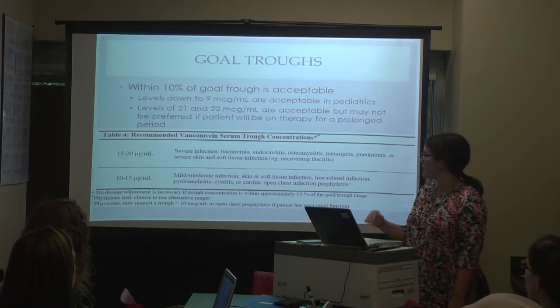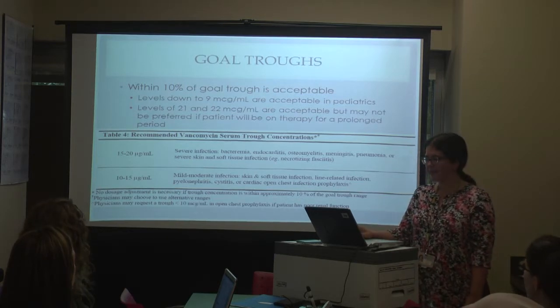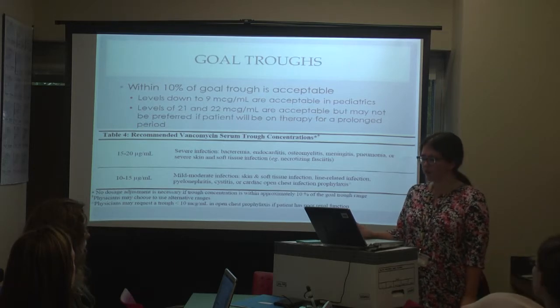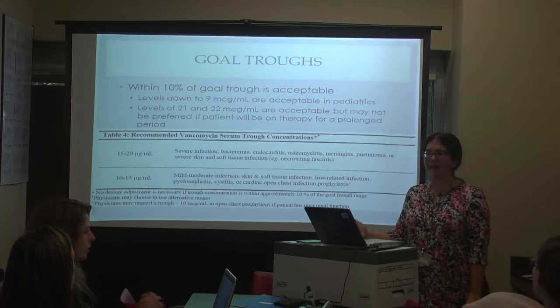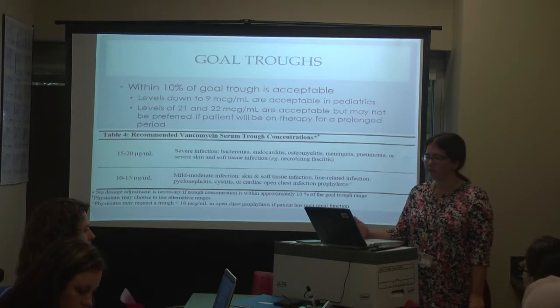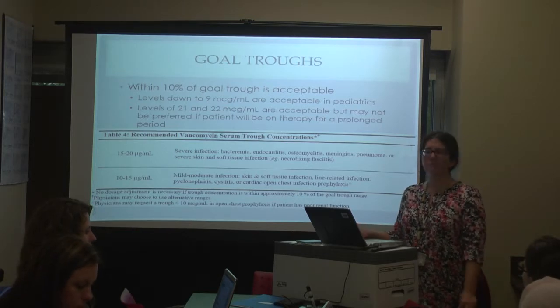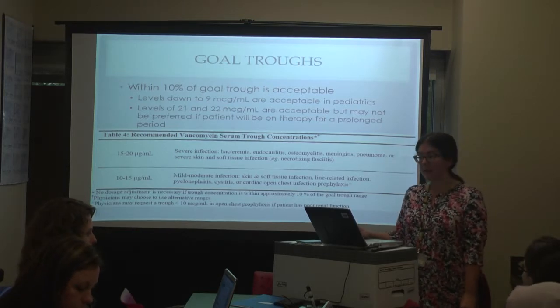And then we do have on here that physicians may request a trough less than 10 if they had open chest prophylaxis and have poor renal function. I think that's something we added to the protocol after finding out that those physicians didn't agree with the higher established doses.